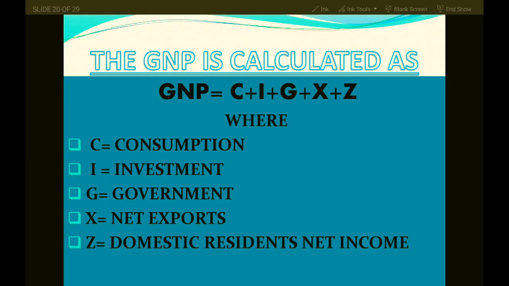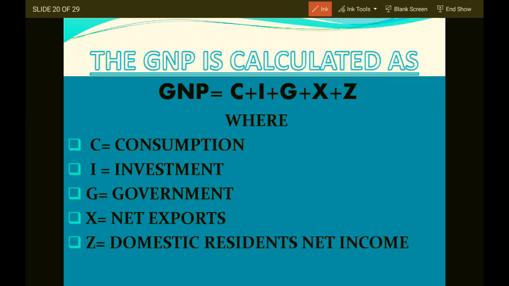Now the formula of GNP, let us focus on that. C refers to consumption, I refers to investment, G refers to government investment, X refers to net export, and Z refers to domestic resident net income. C refers to consumption, what is the consumption of that particular country. I refers to the investment that particular country is making. Okay, G is government spending, I would say, or government investment. X refers to net export, what is the export condition of your country. Z refers to domestic resident net income.